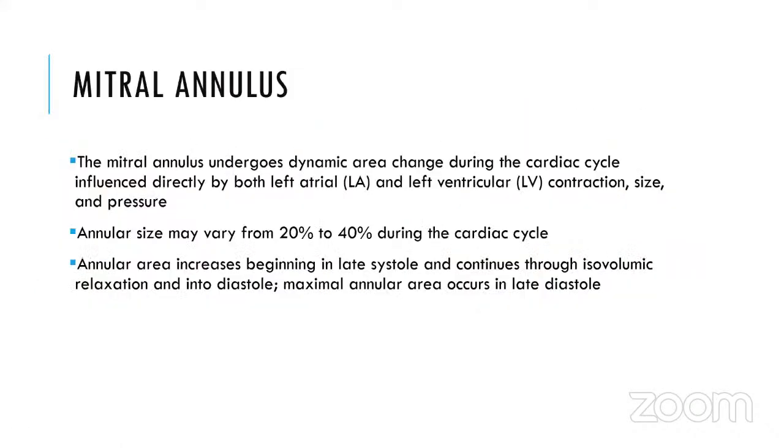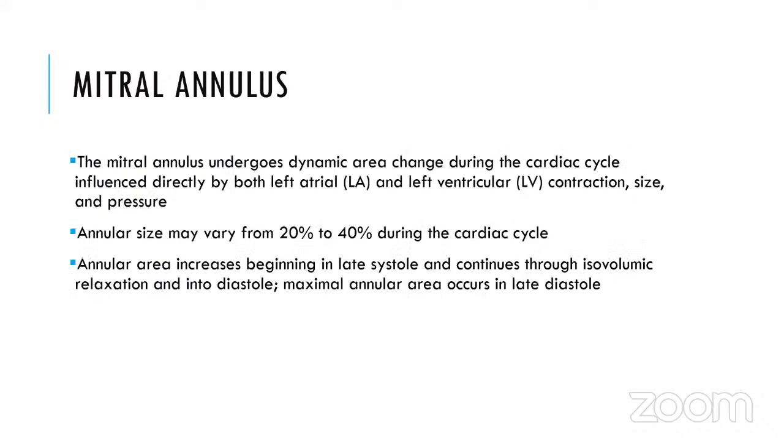So the mitral annulus undergoes dynamic area change during the cardiac cycle. It is influenced by the left atrial and the left ventricular contraction, size, and pressure. The size may actually vary between 20 to 40% during the cardiac cycle. The area increases at the beginning of late systole and continues through isovolumetric relaxation and into diastole, with the maximal area usually occurring in late diastole.